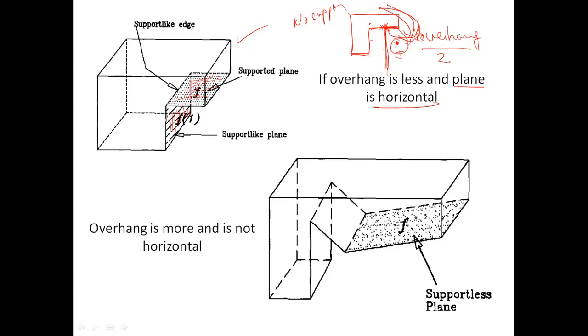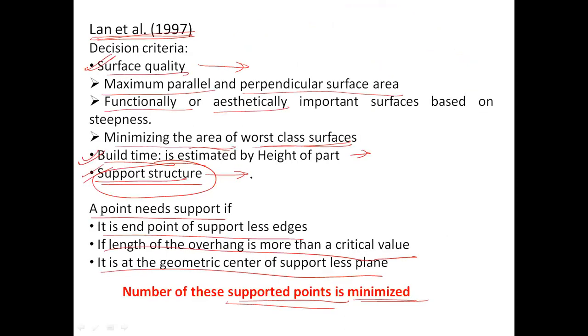So the whole idea in this theory is not the surface quality, not the build time, but rather how to reduce the support structure. When you reduce the support structure, automatically your build time and your surface quality will improve.